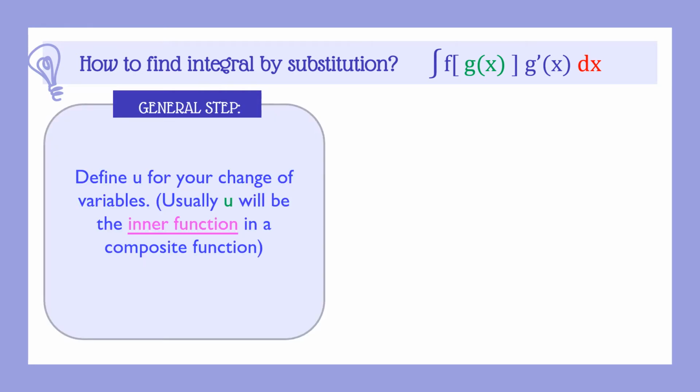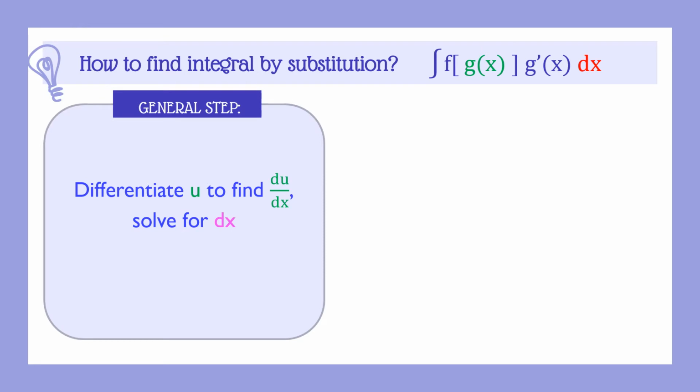In general steps, the first one, define u for your change of variables. Usually, u will be the inner function in a composite function. If integrate f(g(x)) g'(x) dx, then u should be an inner function, means that u is equal to g(x).